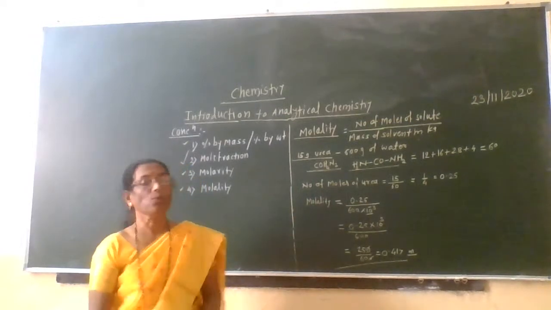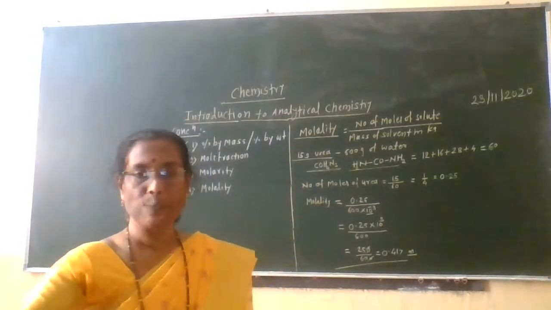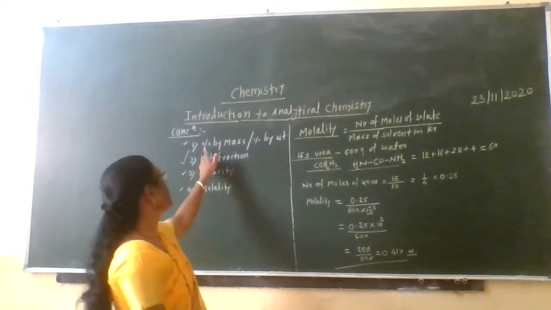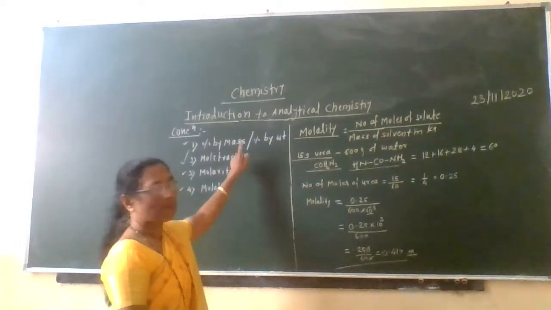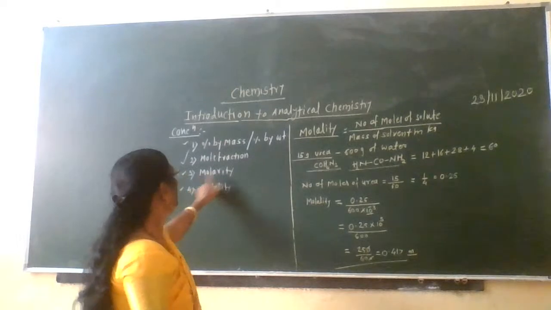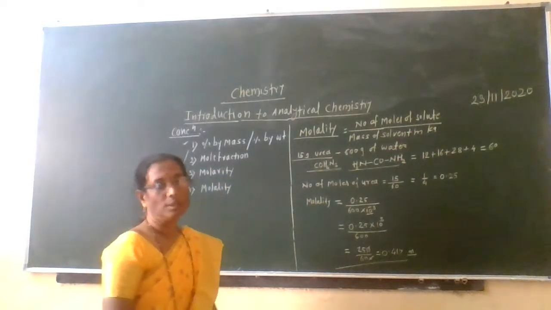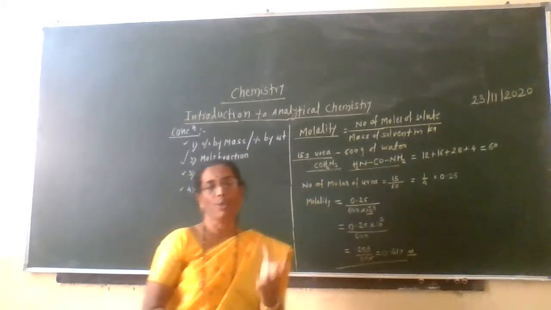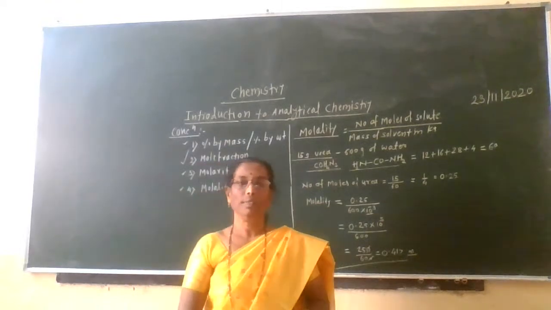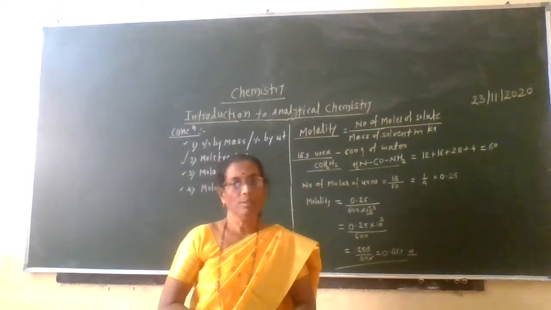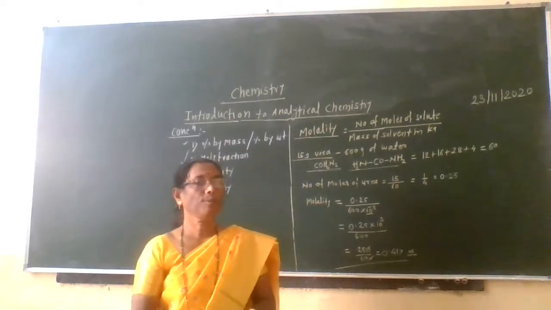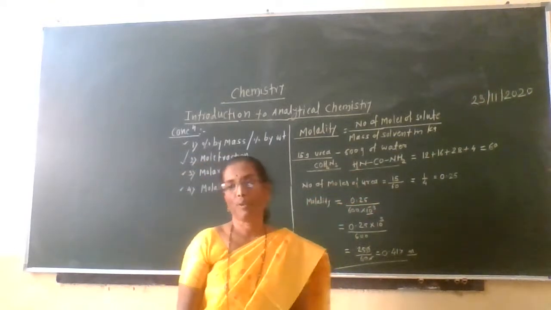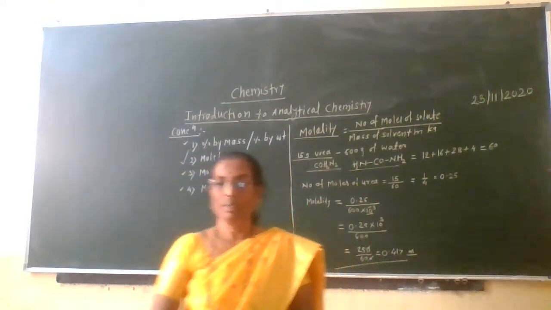In this way, there are a total of four ways of expressing the concentration of any solution: first is percentage by mass, then mole fraction, then molarity, and the last one is molality. In this way, this chapter is over, with only 2 points remaining, that is the limiting reagent and excess reagent. You may read them from your textbook. Only two definitions are remaining. The definitions are very easy. You can read them from your book. Okay, we stop here.